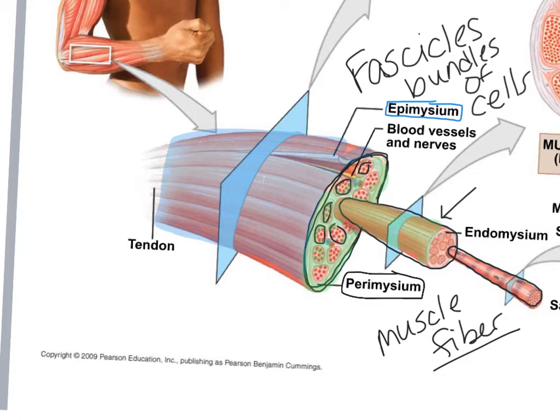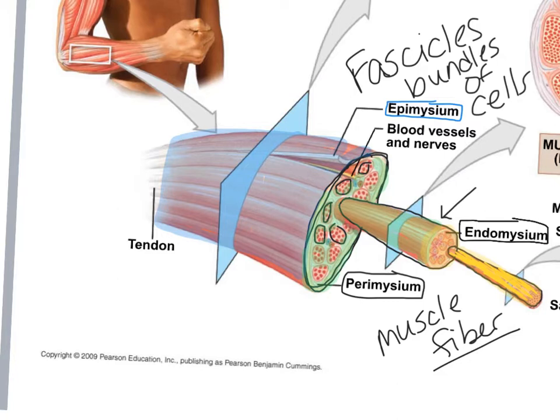Then we have the individual cell itself, and there's a connective tissue that surrounds that. So it's all on the outside of that. And we can see it on the inside of the fascicle surrounding each one of the cells inside the fascicle. And we call that the endomysium. So these are all connective tissues. Endomysium surrounds the cells, perimysium surrounds the fascicles, epimysium surrounds the entire muscle.